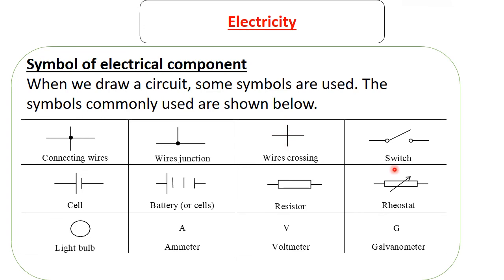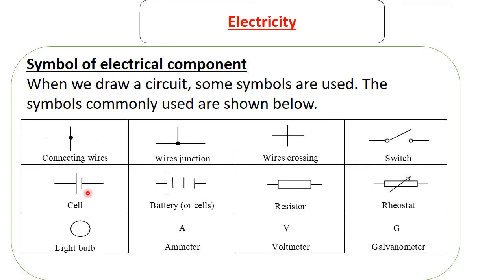A switch is represented by this small circle here. So this switch is open, meaning that there is no current flowing because this side and this side are not connected. When you close this switch, that's when the current can flow.